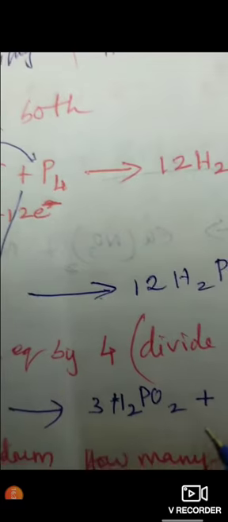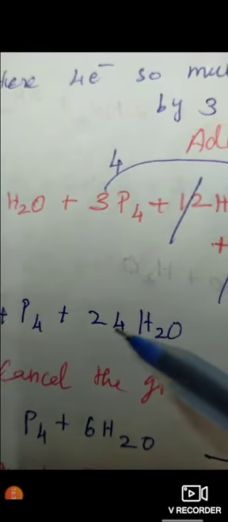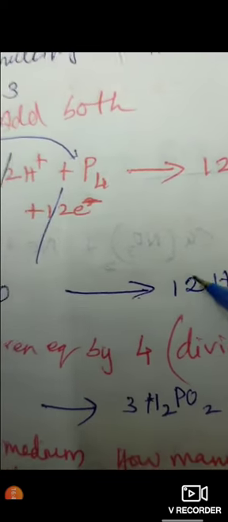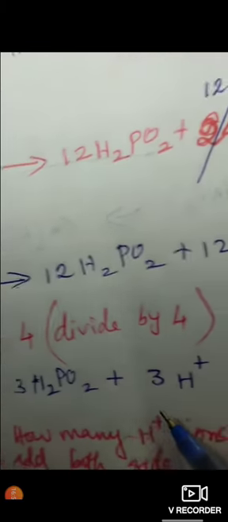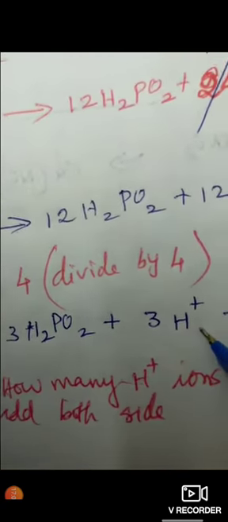So divide the given equation by 4. 4 is there, you can simplify it. 4 you can cancel. 4 into 6 H2O, 4 threes are 12, 4 threes are 12, 4 ones are 4, cancel. So the final equation is P4 plus 6H2O gives 3H2PO2 plus 3H plus PH3. Due to the basic medium, how many hydrogen ions are there? That many OH minus ions we have to add. How many hydrogen ions are there? 3. So here also we have to add 3 OH. Here also we have to add 3 OH.